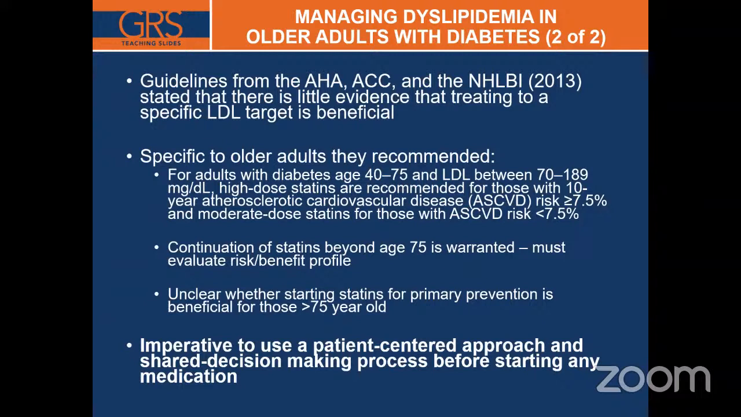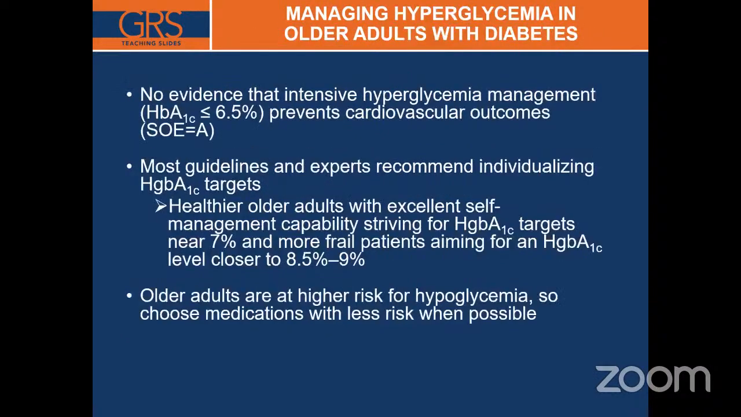Preventive: use a patient-centered approach and a shared decision-making process before starting any medication, especially for the pediatric population. There is no evidence that intensive hyperglycemic management prevents cardiovascular outcomes. As we mentioned before, it's considered macrovascular disease: cardiovascular disease and stroke. Tight control of blood glucose doesn't show prevention of cardiovascular outcomes.